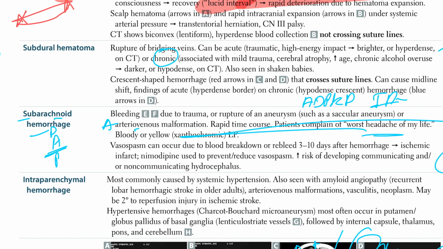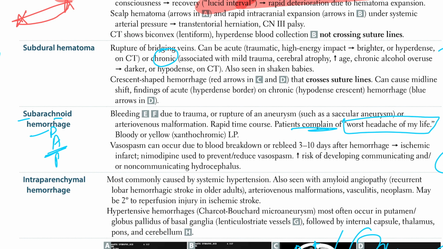Patient will complain of worst headache of my life. You will have a bloody or yellow xanthochromic lumbar puncture. So bloody or yellow LP. High yield: vasospasm. Vasospasm can occur due to blood breakdown or rebleed 3 to 10 days after hemorrhage that causes ischemic infarct. Nimodipine is used to either prevent or reduce vasospasm.